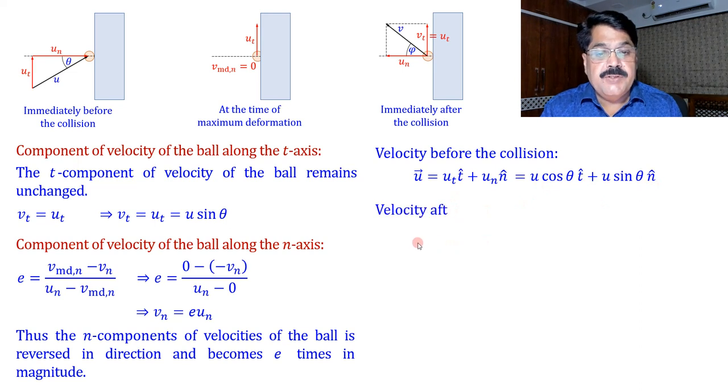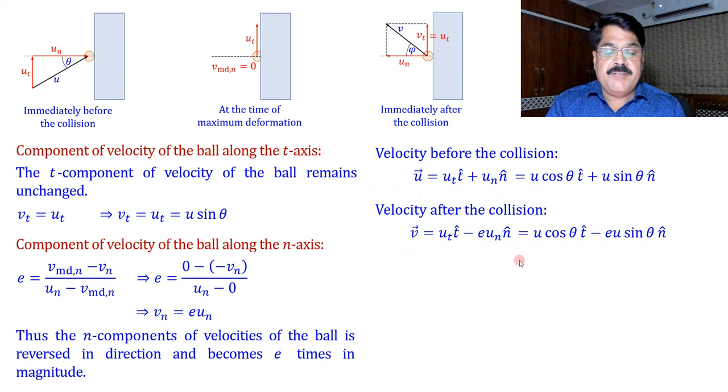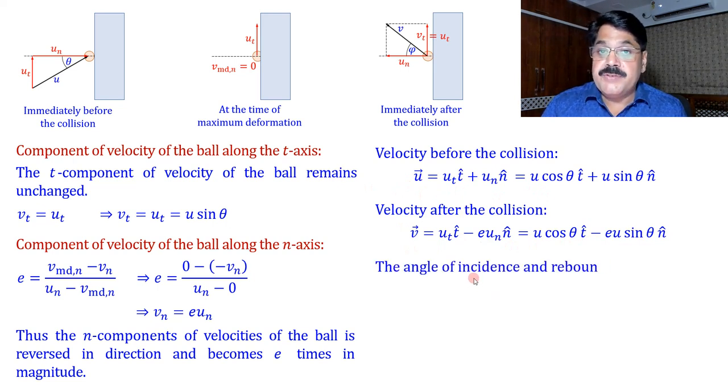What is the velocity after the collision? V vector is ut t cap minus e un n cap. So it will be u cos theta t cap minus u sin theta n cap. Now, in this way, you can see that is another way of expressing velocities. We can relate the angle of incidence and angle of rebound.